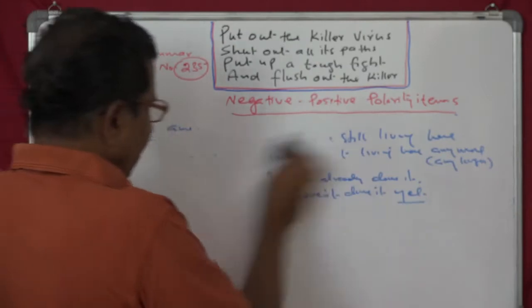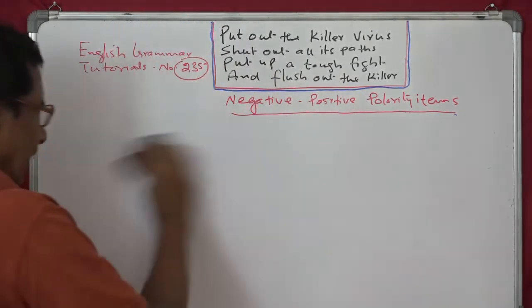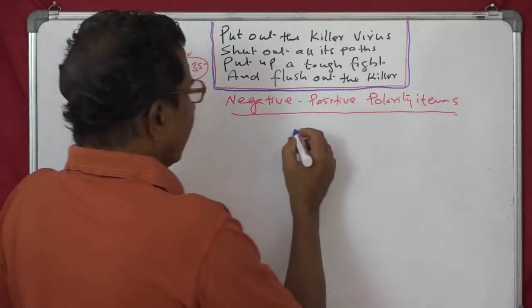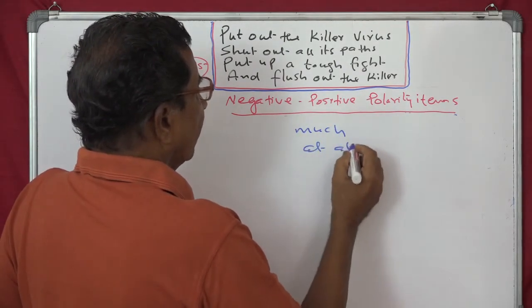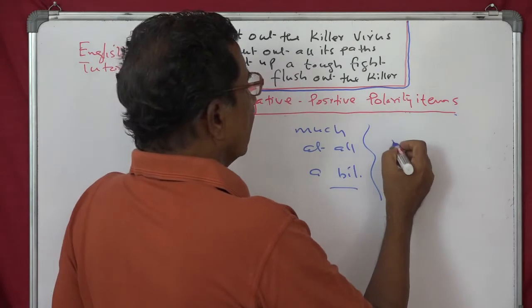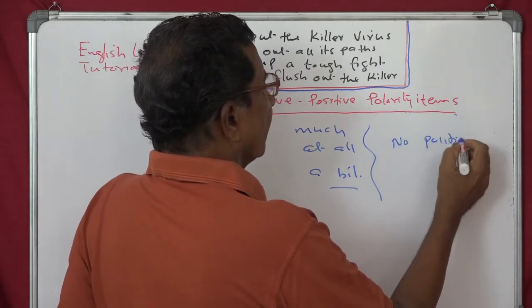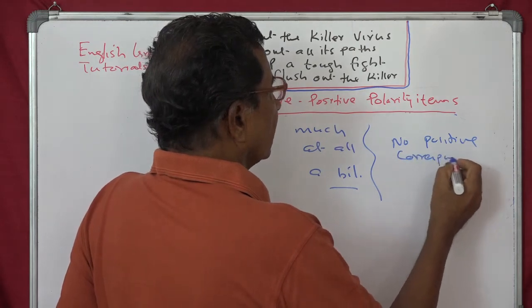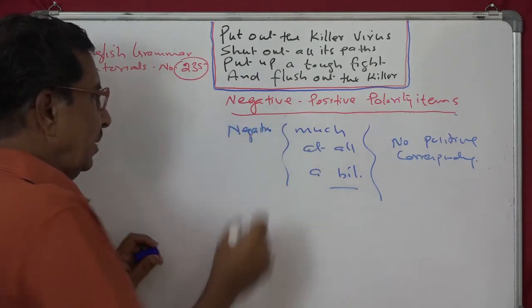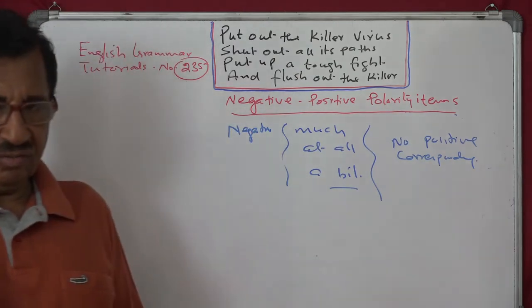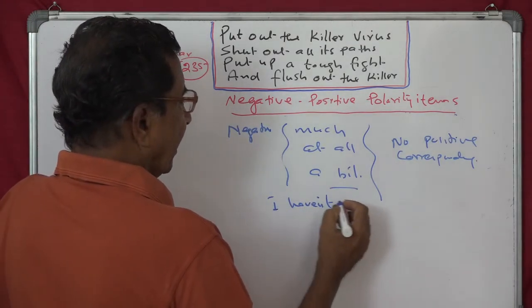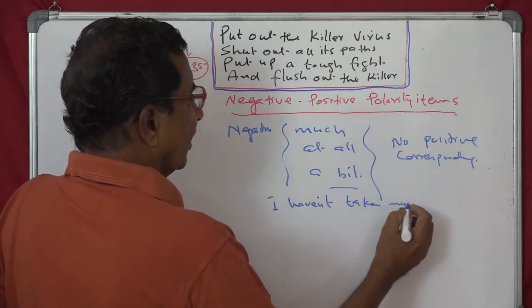Now there are two or three words used only in the negative: much, at all, a bit. These have no corresponding positive expression. Understand? Only negative polarity. Example: I haven't taken much. I have taken much? No. I haven't taken much. That's negative.